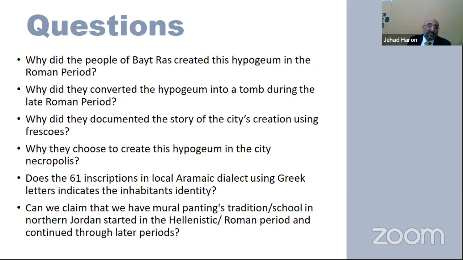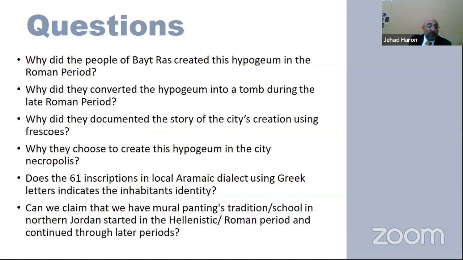Does the 61 inscription in local Aramaic dialect using Greek letters indicate the inhabitants' identity? This could lead us to think that the local inhabitants of the southern Levant, or the northern part of Jordan, in the Roman period, in the Decapolis cities, were of course using the local Aramaic dialect, and when it comes to writing, they were using Greek letters. They wanted to show their identity, and their modernization, because if you use Greek letters, that means you are intellectual, according to some scholars.